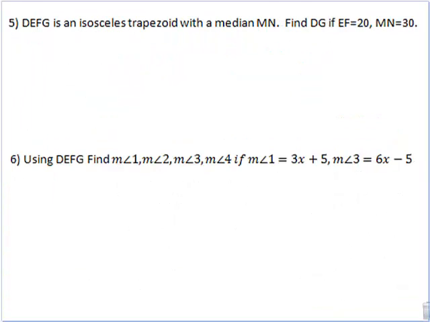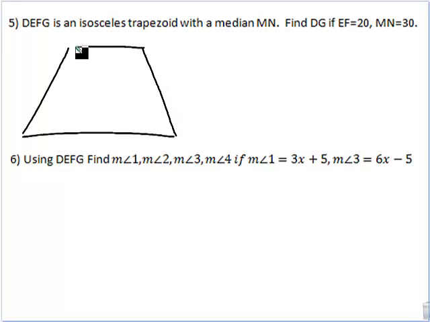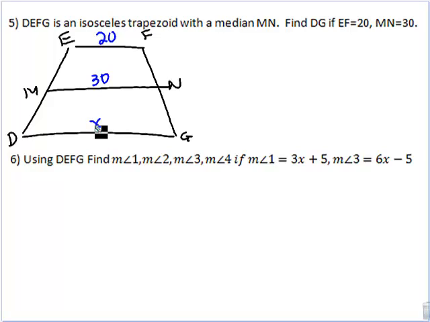You want to look at the next diagram? This one's drawn this way, right? Yep. Where does D start? Bottom left. So this is D? Thank you. So D, E, F, G is an isosceles trapezoid with median MN. All right, EF is 20, MN is 30. We want to find DG, so we want to find x.